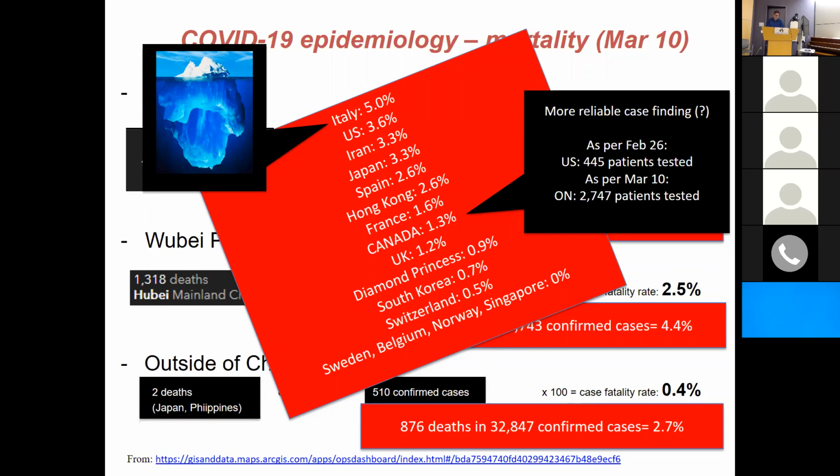And just as an example, and I don't want to mention the US too often, but one of the issues here is by February 26, the US tested 445 patients. Given the population they have, that's a ridiculously small number. March 10, that's when I checked the numbers in Ontario. Only in Ontario, we have tested 2,747 patients back then. And that's only 2 weeks later. So we are much more aggressive in terms of testing from the very onset.